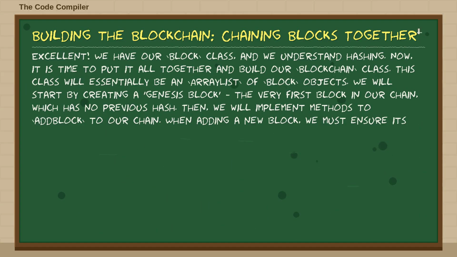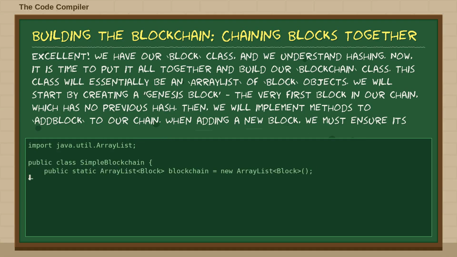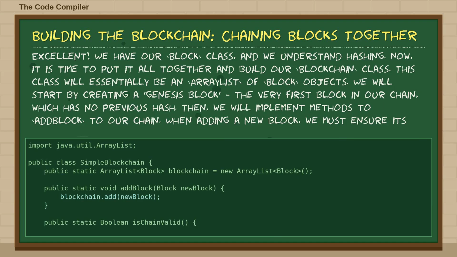Most critically, we will implement an isInvalid method. This method will iterate through our entire blockchain, verifying two things for every block. First, that its current hash is indeed correctly calculated based on its own data, and second, that its previous hash truly matches the current hash of the block before it. This validation is what makes our blockchain robust and trustworthy.